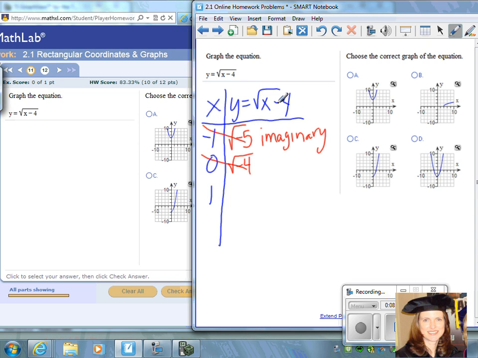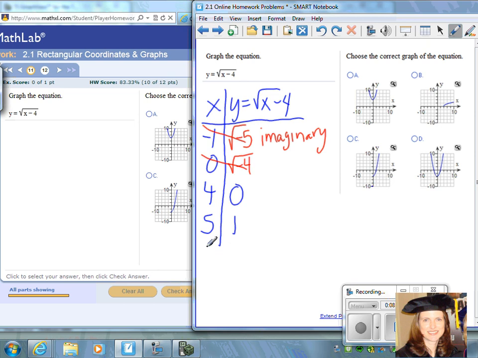Well, the first one you can actually plug in and get a real number out is positive 4. If you plug 4 in for x, you get the square root of 0, which is 0. All right, so that's the beginning of our domain, when x is equal to 4. Let's plug in 5. Y is equal to the square root of 5 minus 4. Well, that's 1. 5 minus 4 is 1, and the square root of 1 is 1.